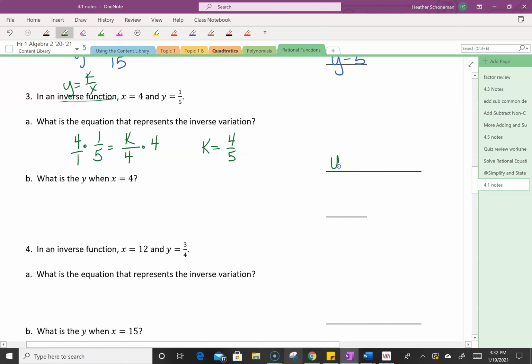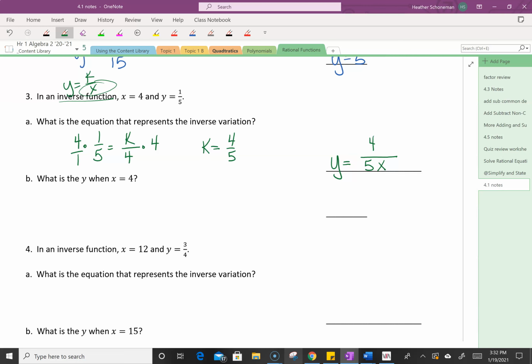So my equation, now look what happens when it's a fraction. We're going to write the 4 in the numerator and the 5 in the denominator. But this x, for it to be an inverse function, has to go in the denominator. And if it's anywhere else, it's going to cause a problem.